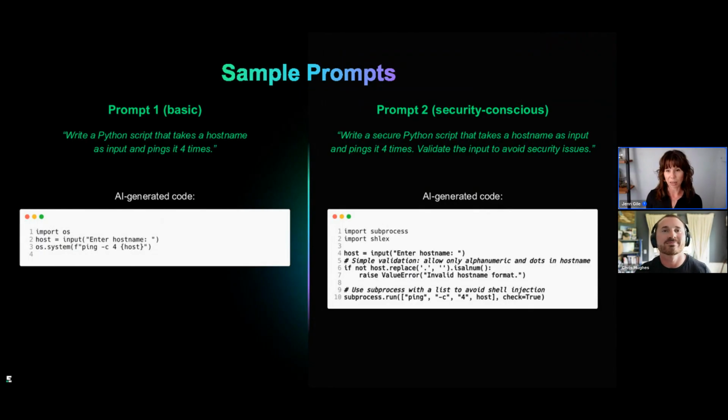The second example has a very similar prompt, but it also says validate the input to avoid security issues. And you can see it's gone ahead and added some input validation in here that would not have otherwise been there. We didn't tell it how to validate the input. So maybe this is or isn't how we would personally want to handle it. But this is just an example of how a very small change in your prompt can have a big improvement in the output of the code.